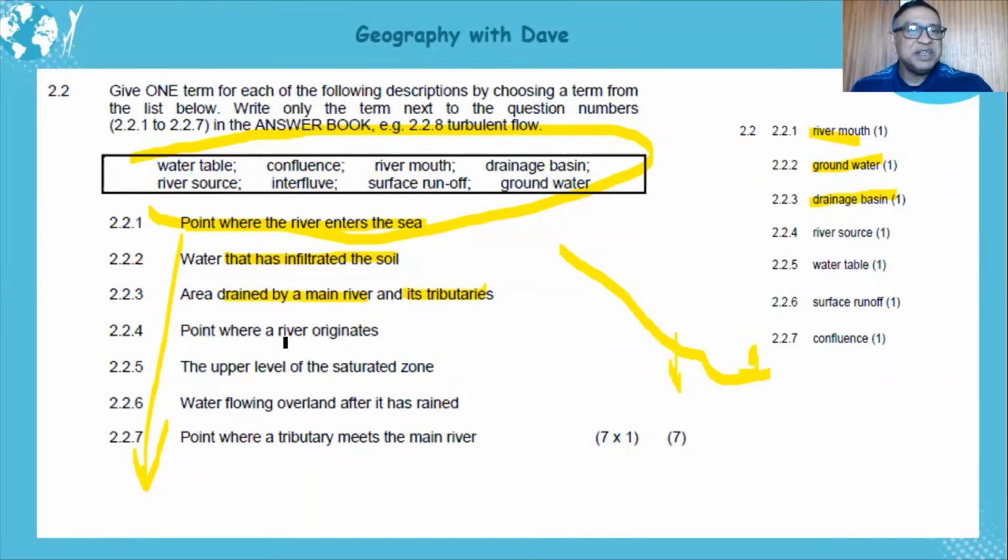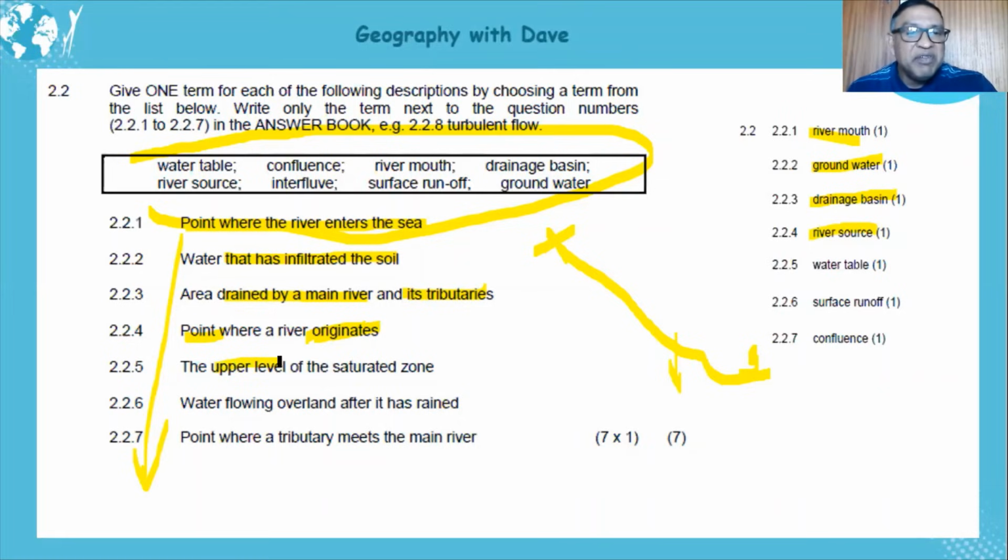Drainage basin. A point where the river originates. Can you see the important words now? Enters the sea, originates. It tells you where the river starts. And of course, that is the river source.